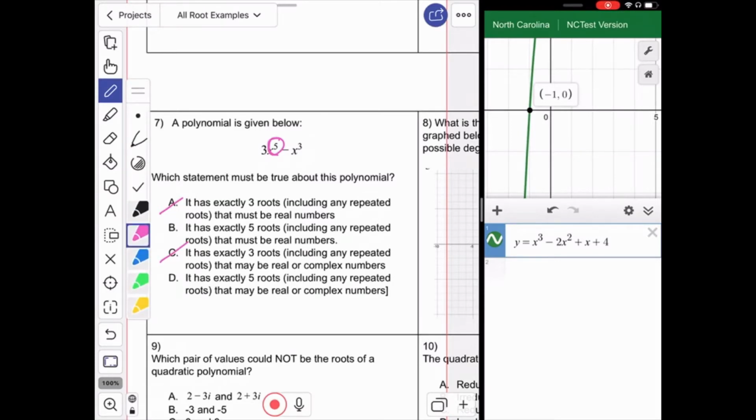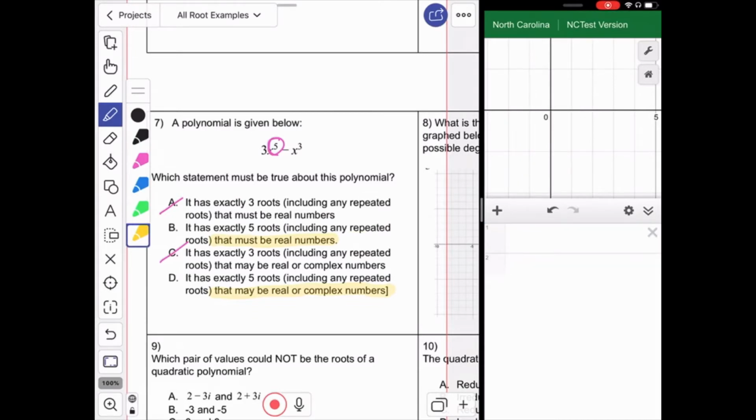So the question is, do I have exactly 5 roots that must be real, or exactly 5 roots that may be real or complex? There's no indicator that they must be real. Yes, we can look at it graphically and determine if they're real or not, but there's nothing we can do by looking at the equation to determine that they must be real. They don't have to be real, but I do have to have a mixture of 5 real and complex. So the fact that they may be real or may be complex makes the answer D.